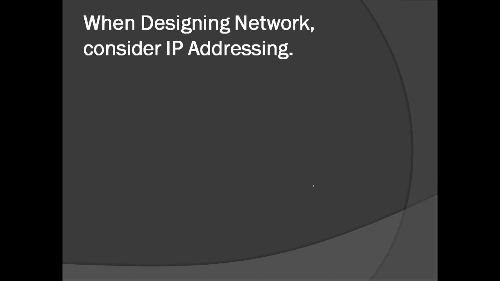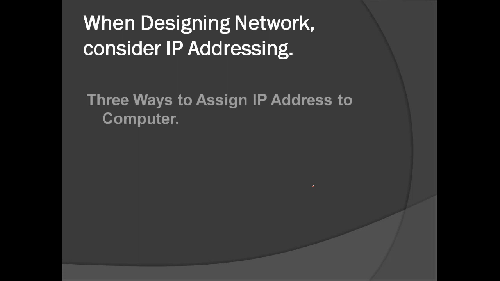Okay, so when designing a network, consider IP addressing. It's important that you know how to assign IP addresses to computers because that is very essential to networking. Computers or devices need to have an IP address for you to be able to have connectivity with the network infrastructure. So there are three ways to assign an IP address to a computer. Okay, number one is static addressing. So you do the manual assignment of IP addresses on your network, your devices or computers.